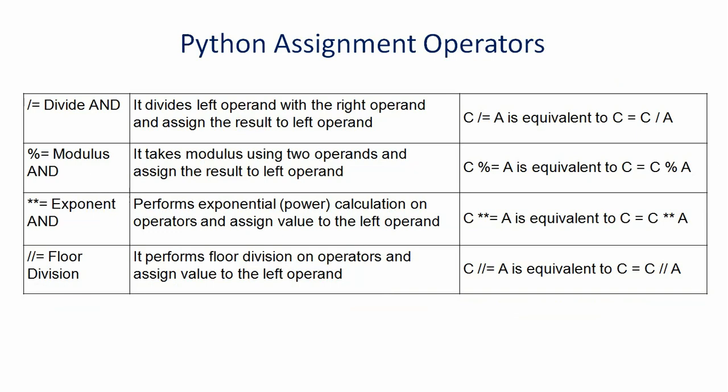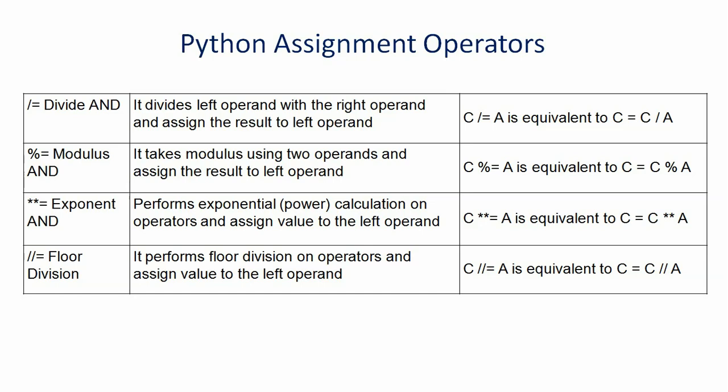Divide equal to. The name is divide and. It divides left operand with the right operand and assigns the result to the left operand. C divided by equal to A is equivalent to C equal to C divided by A.